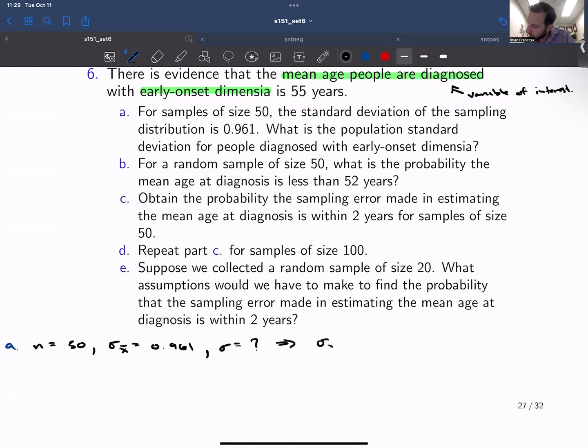So we know that sigma x bar is sigma divided by the square root of n. A little bit of rearrangement shows that sigma is equal to sigma x bar times the square root of n. So this is 0.961 times the square root of 50, which is 6.795.